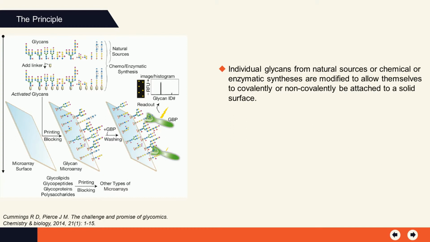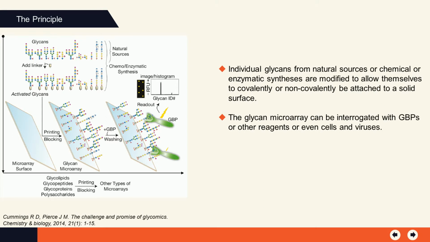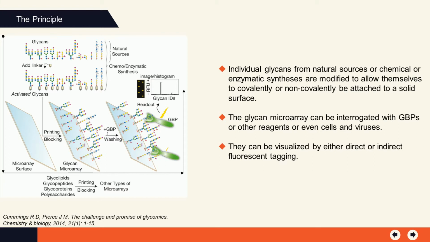The glycan microarray can be interrogated with glycan-binding proteins or other reagents, or even cells and viruses. Through this way, those recognized glycan spots are identified, which can be visualized by either direct or indirect fluorescent tagging. The results indicate that the glycan-binding proteins bound strongly to one glycan, less strongly to another glycan, and do not bind appreciably to any other glycan. Such microarrays can also be prepared from glycolipids, glycopeptides, whole glycoproteins, or polysaccharides.